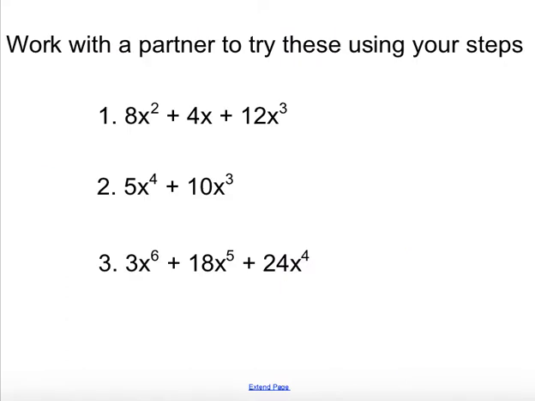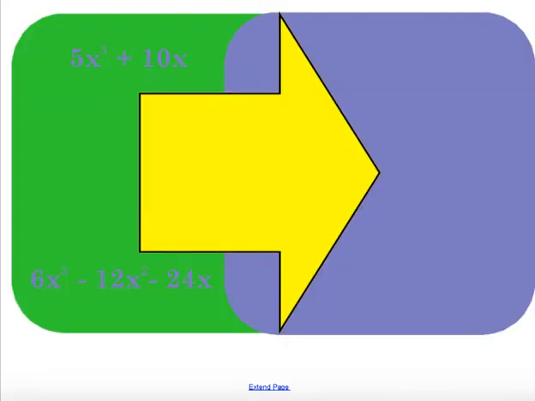Okay, here are some other examples that you can try out on your own. Lots of different examples. Okay, so if we took these, we would see we get 5x times x squared plus 2. 5x is our greatest common factor. Here we could take out a 6x, and we would have this when we have our factored form.